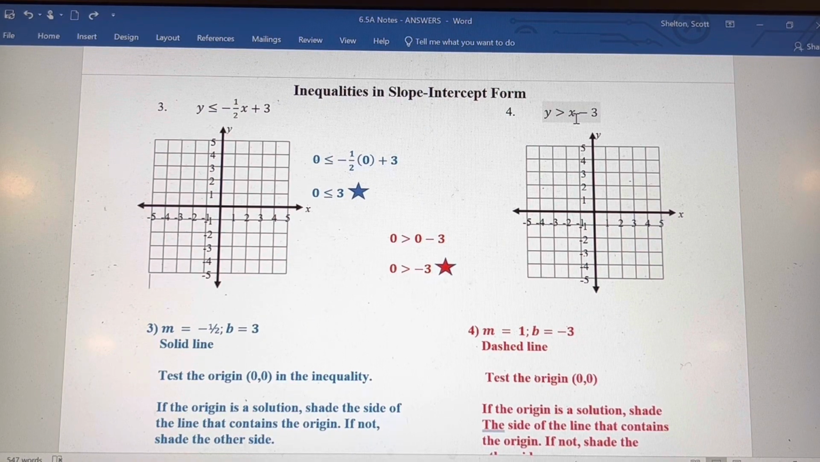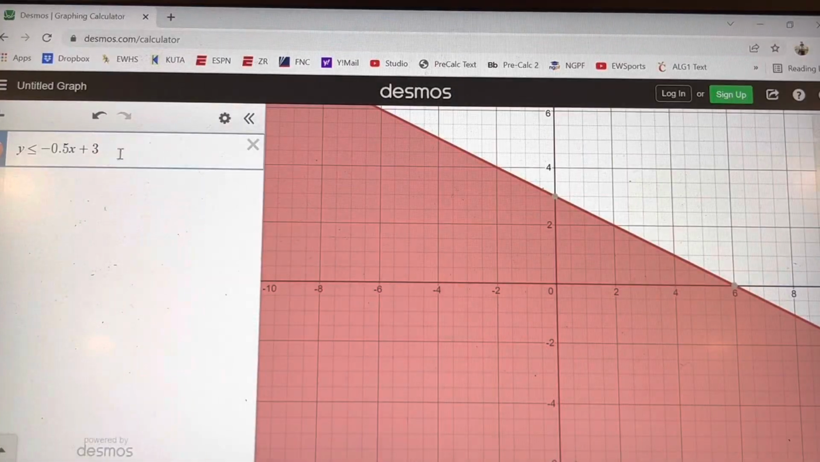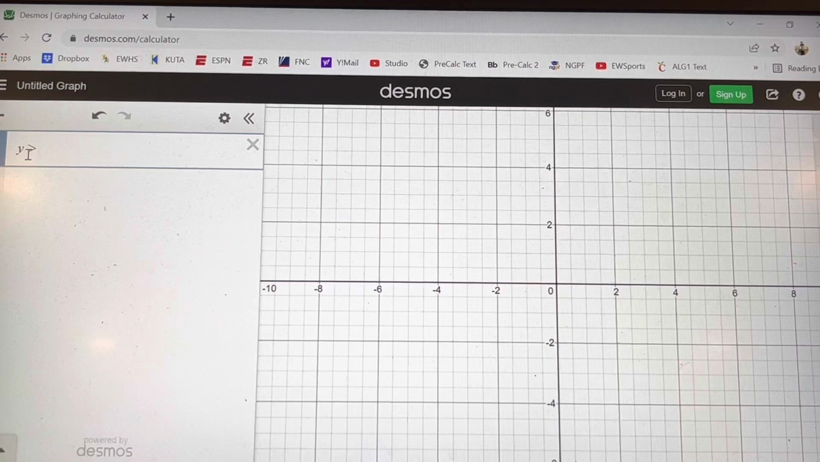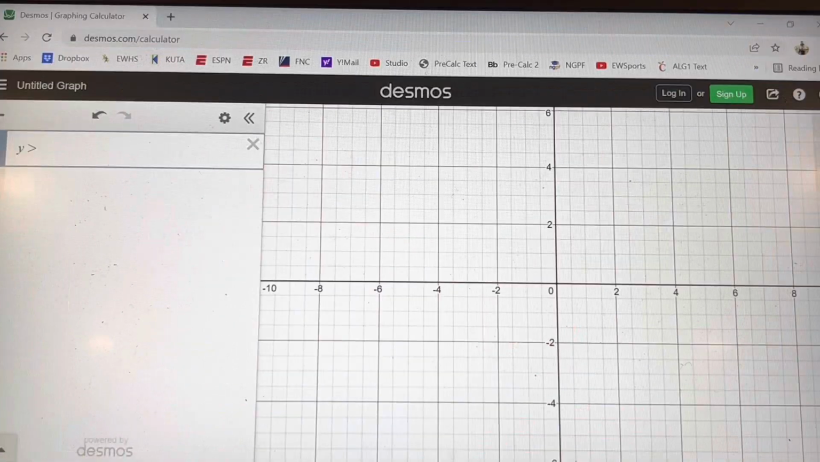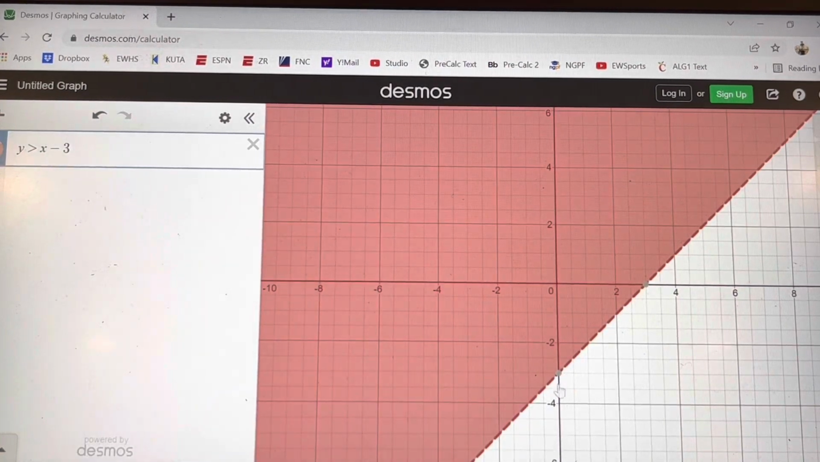Okay, so y is greater than -3. Let's plug that in here. It was y is greater than x minus 3. So y is greater than x minus 3. Okay, so again, y-intercept of -3, positive slope of 1, so up 1 over 1, up 1 over 1, okay?